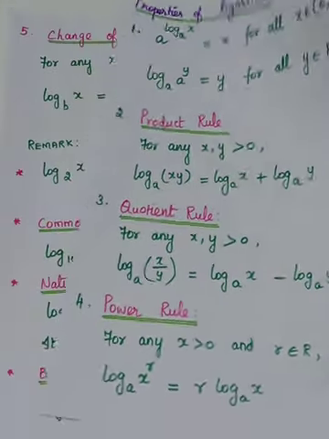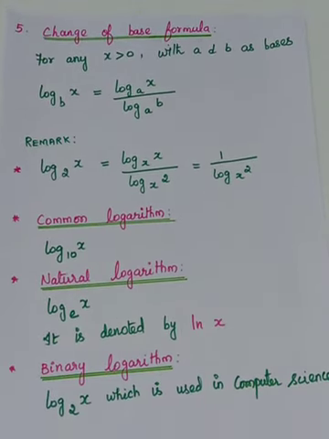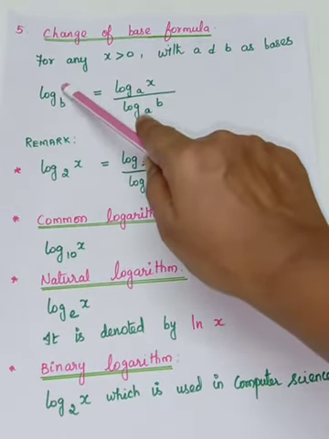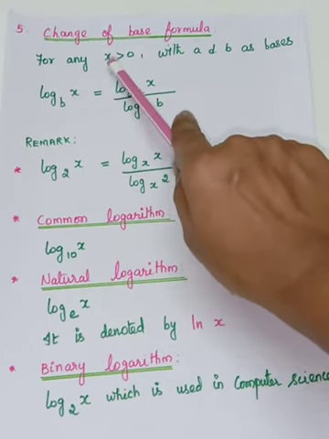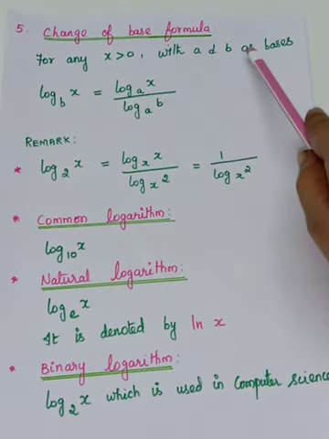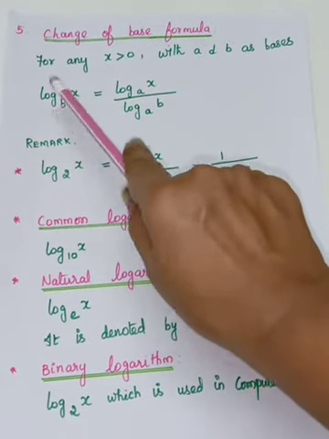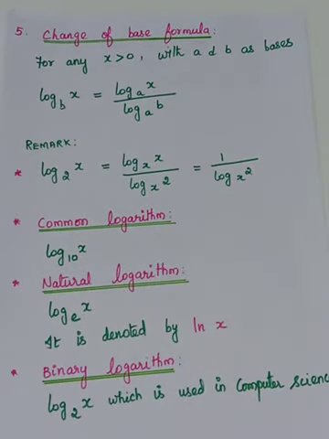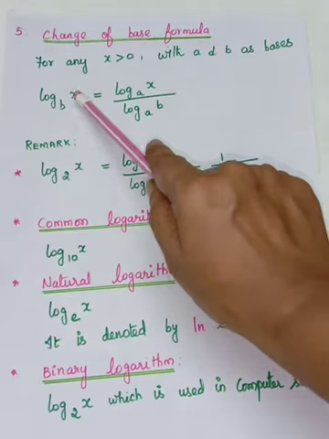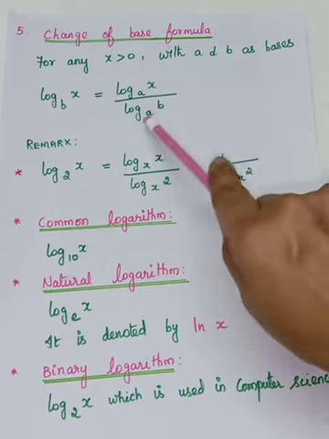The next one, we are moving to the change of base. If you want to change the base of the logarithmic function, what do you have to follow? For any x greater than 0, I have said the function next to the log should be a positive real number. So that's why we have mentioned x is greater than 0, with a and b as bases. If log x to the base b, if we want to change the base b to a, how should we write it? First log x to the base a divided by log b to the base a.